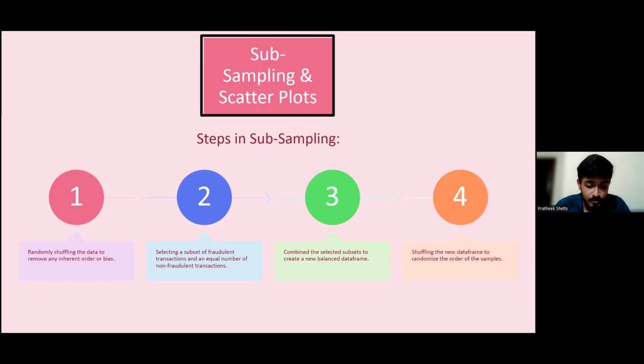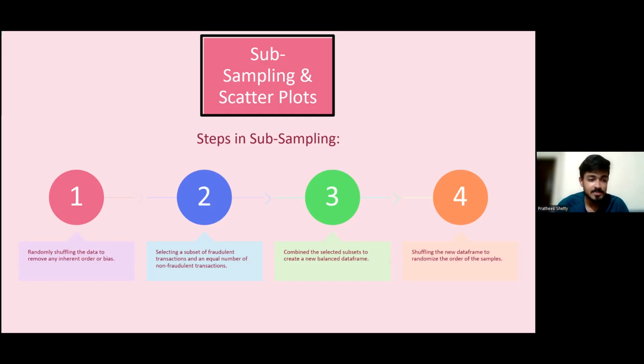Rare instances of fraud may be inadequately represented, limiting the model's ability to detect less common fraud patterns. Additionally, subsampling increases the risk of overfitting, where the model becomes too specific to the subsample and may struggle to generalize to the unseen data. So one needs to be careful while implementing subsampling.